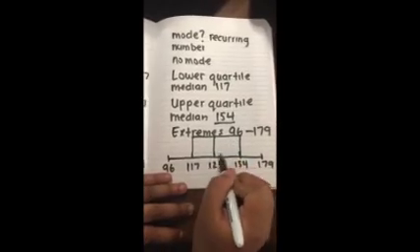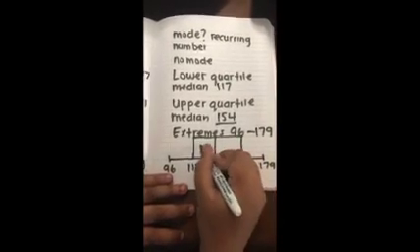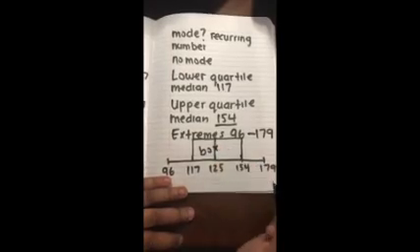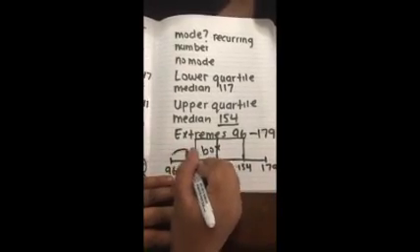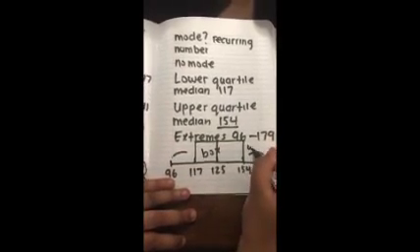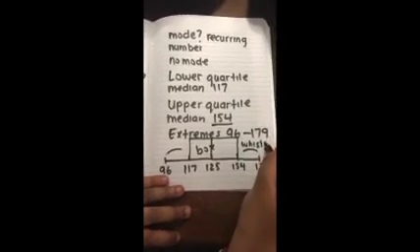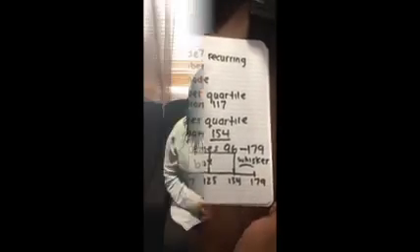This part of the box and whisker plot is referred to as the box. These parts are referred to as the whiskers, which is how the box and whisker plot gets its name. So there you have it. That's how you create a box and whisker plot.